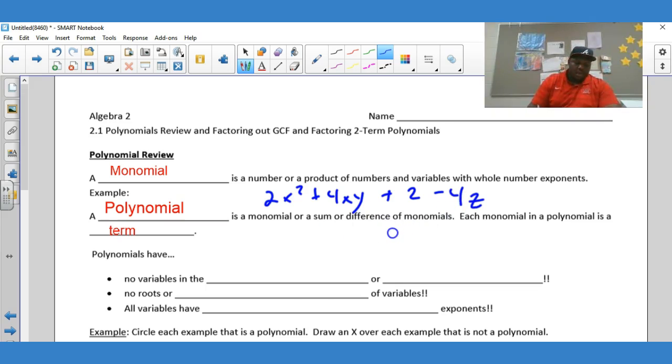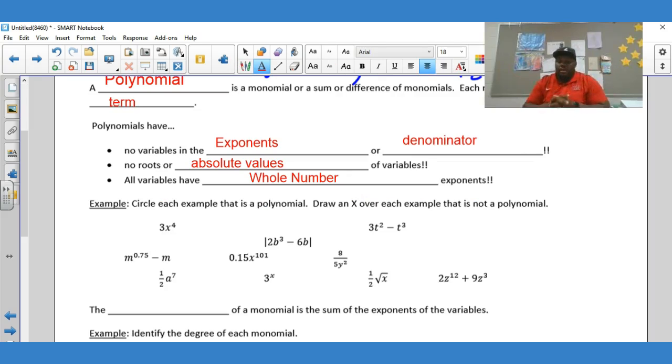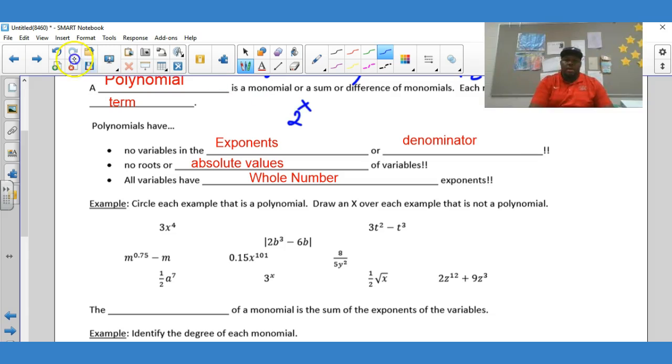Now, characteristics of polynomials. Again, characteristics of a polynomial: there are no variables in the exponents. So you won't see anything like 2 to the x. That's not a polynomial. It will have to be a whole number like 2x squared. Something like this. Again, you won't see anything like 2x to the y.